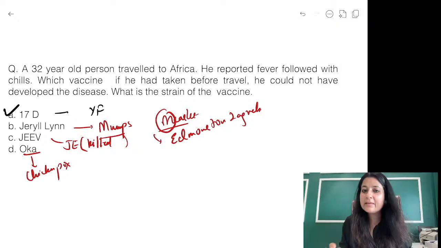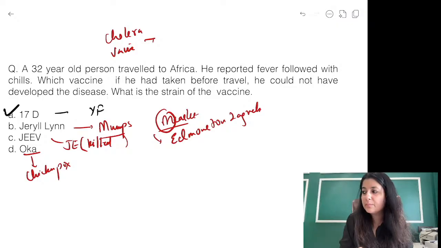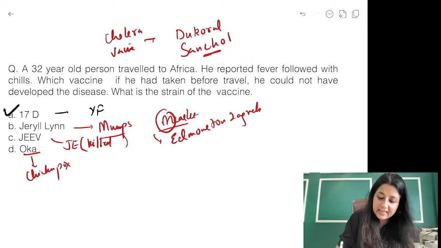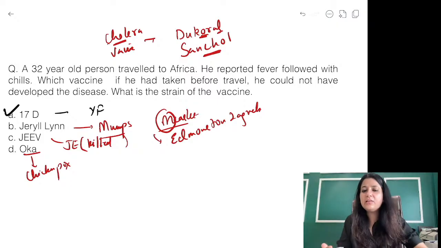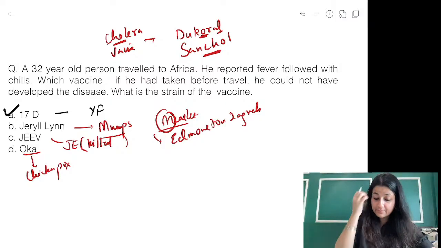Okay. Last time NEET PG asked about the cholera vaccine strains. You can get it as mono as well as bivalent. But what are the strains? It is very easy, guys. One is Dukoral and one is Shanchol. Now see, CH cholera came and OL also cholera came. Dukoral and Shanchol. Clear? Mostly these are the ones that come in your exams. You can get any of the strains. You should remember a couple of strains that could come.